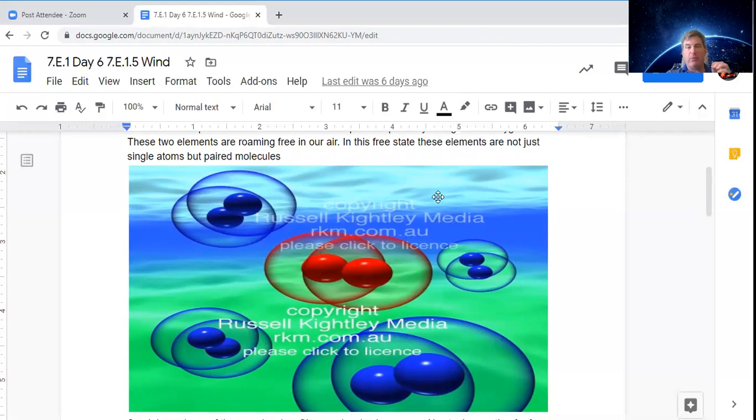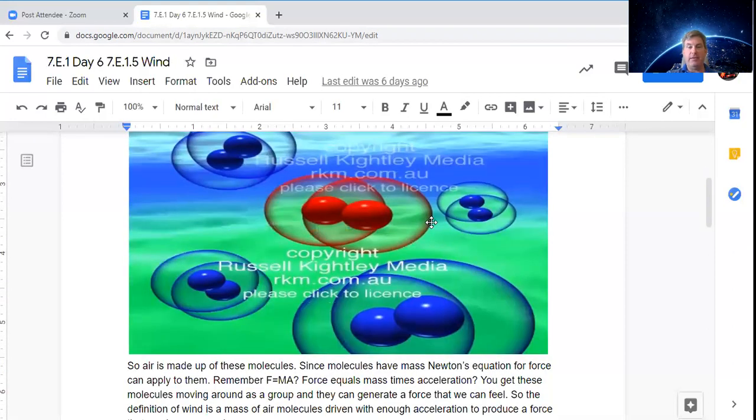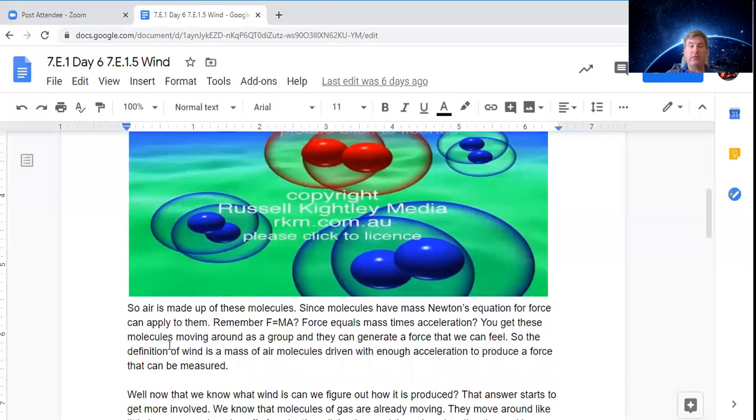So remember, when we talk about wind, air actually consists of matter, and matter in the end has mass. So air is made up of these molecules. Since molecules have mass, Newton's equation for force can apply to them. Remember, F equals ma. Force equals mass times acceleration. You get these molecules moving around as a group, and they can generate a force that we can feel. So the definition of wind is a mass of air molecules driven with enough acceleration to produce a force that can be measured. Sounds kind of complicated, doesn't it?